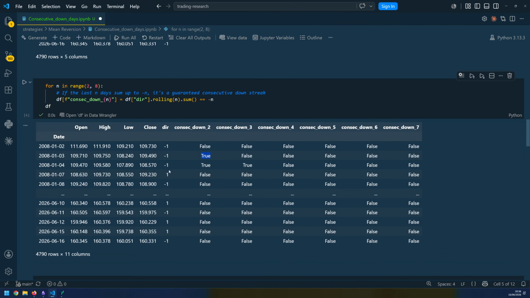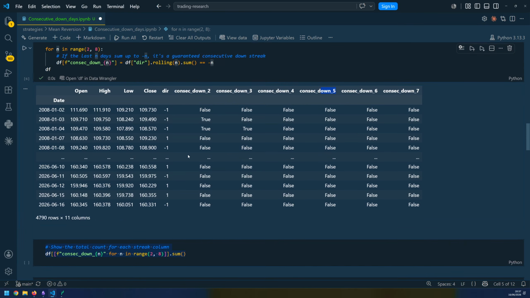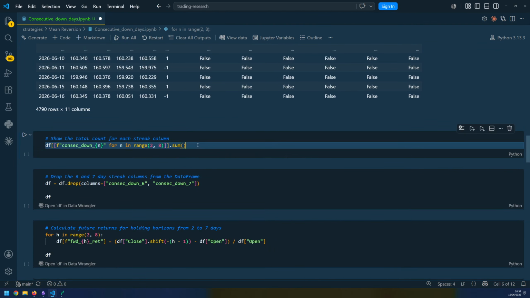The next day I have a third down day. This one is still true because the previous two are down, but now this one is also true because the previous three are down. You can see as the numbers increase though, there are fewer and fewer true conditions. And that makes sense. It's going to be more and more rare to have these long continuous streaks of red candles. And in fact, we can calculate how many of each pattern there is in this dataset.